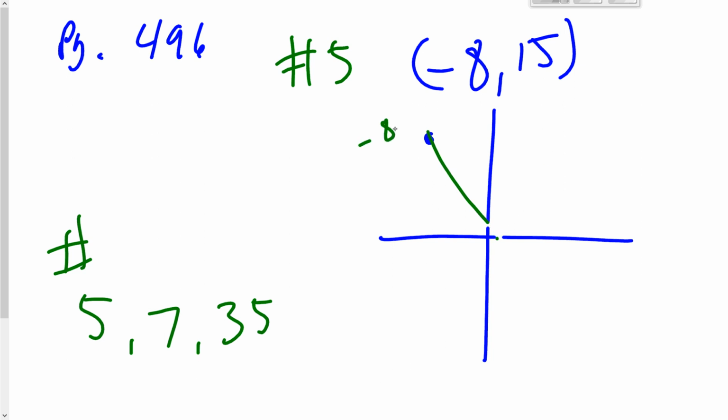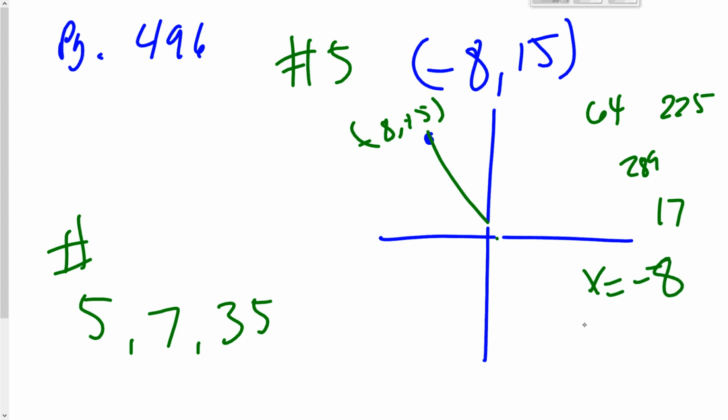So we have negative 8, positive 15. Square those, we get 64, right? Square that, 225. Notice that's 289. And then square root that, and that's 17, right? So there's our r. We have our x, we have our y, and our r now is 17.